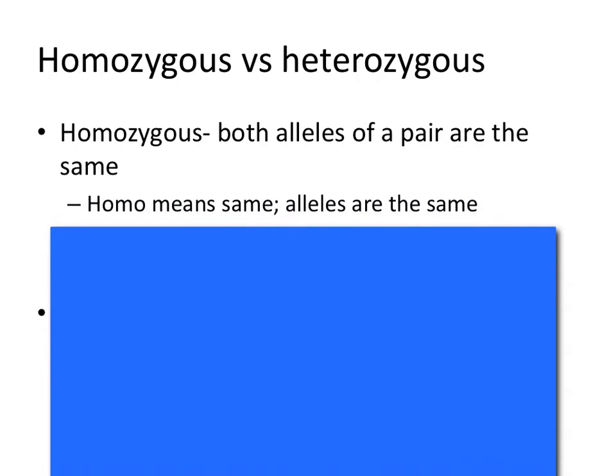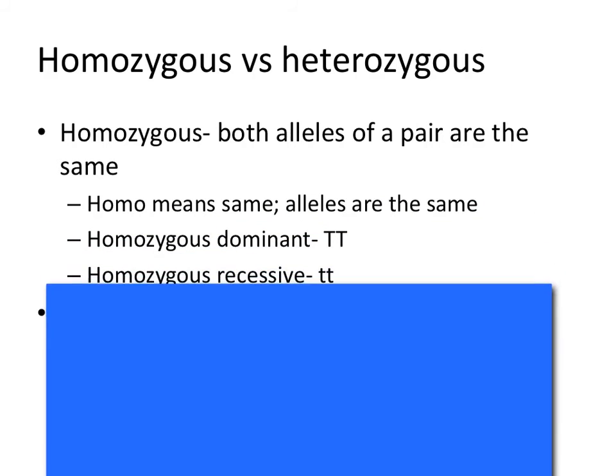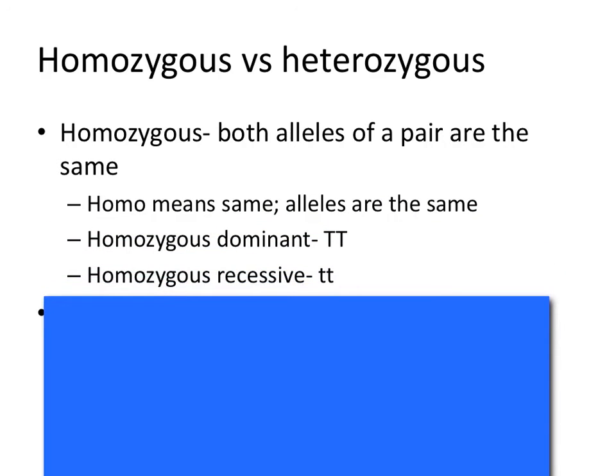And you have 2 different options for homozygous. You could be homozygous dominant, so you would have big T, or you could be homozygous recessive, little t. Right? Both of the alleles are the same, they're the same letter, big T, or little t.